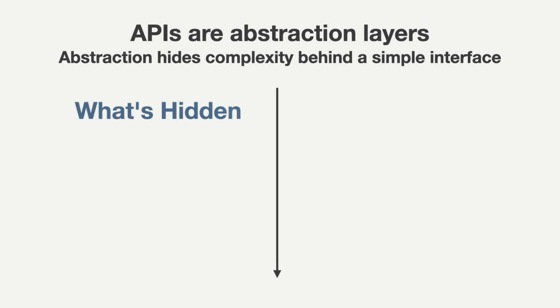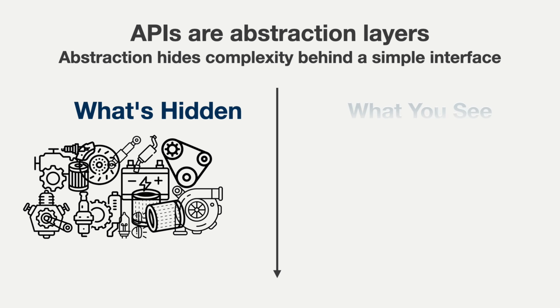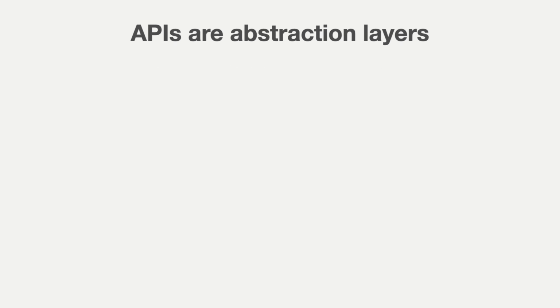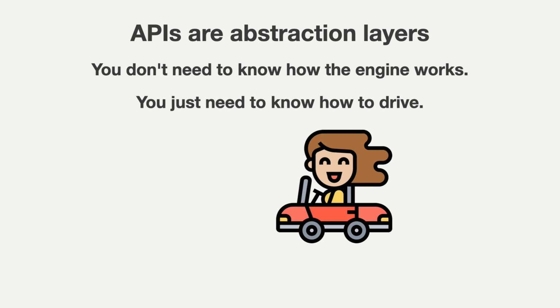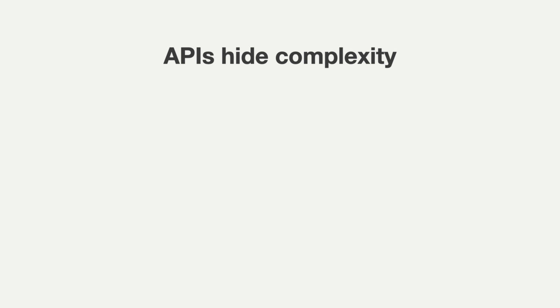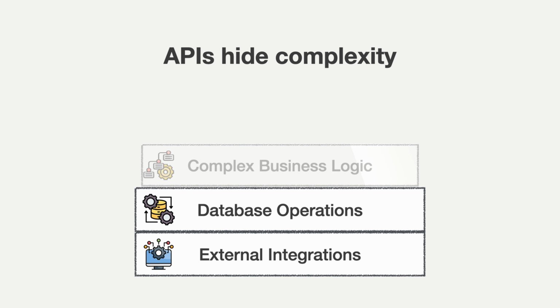Abstraction means hiding complexity behind a simple interface. For example, a steering wheel and pedals hide thousands of mechanical systems, but you don't need to know how those systems work. All you need to know is how to use the steering wheel and the pedals. APIs are the same way. They hide implementation details and expose only what other programs need to know.